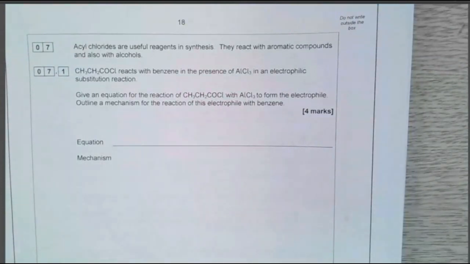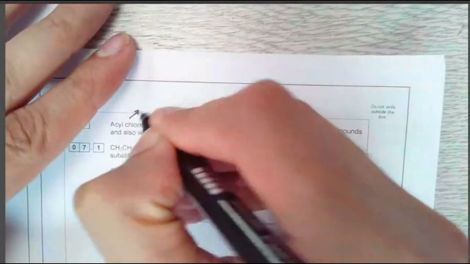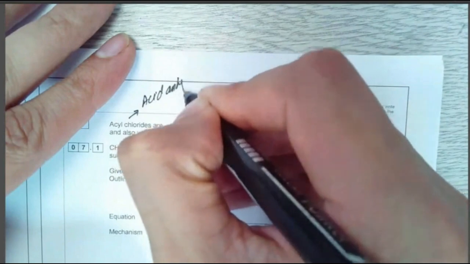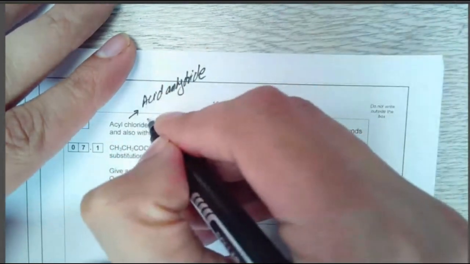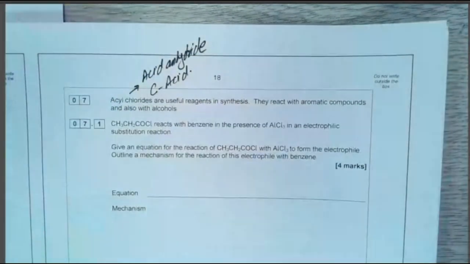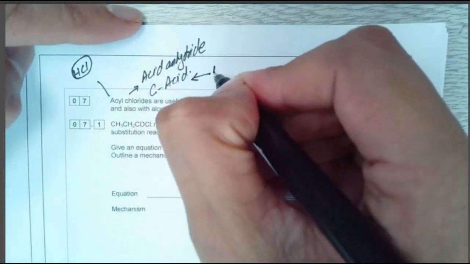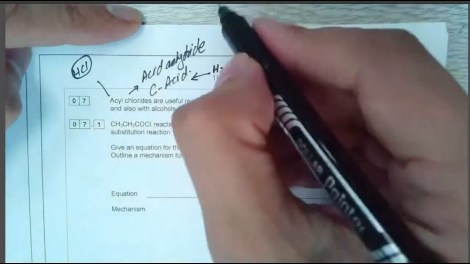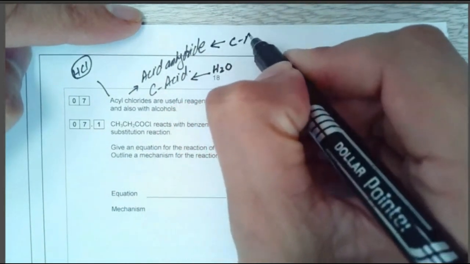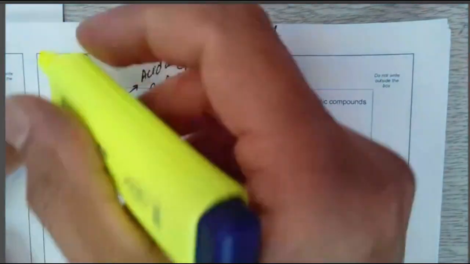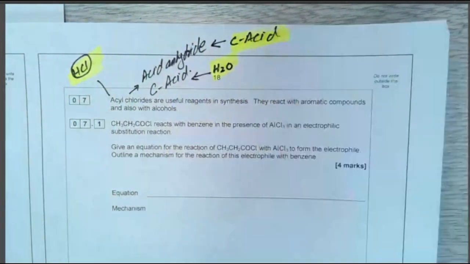So if I look at this question here, now they're talking about acyl chloride. And we know acyl chlorides are more reactive than carboxylic acid. Remember, there are 3 compounds that you need to remember: acyl chloride, acid anhydrides and carboxylic acids. They all have same reactions, only the byproducts are different. In case of acyl chloride, you'll form HCl. In case of carboxylic acid, it will be H2O. In case of acid anhydride, it will be carboxylic acid. These are my byproducts.